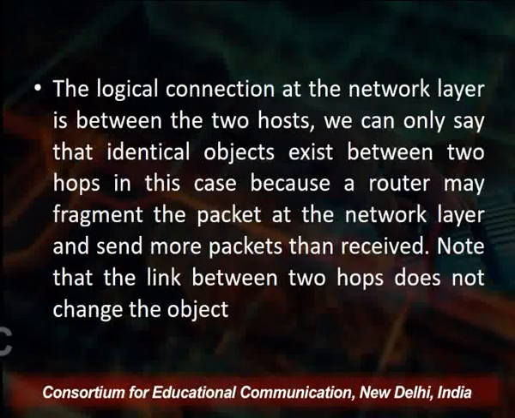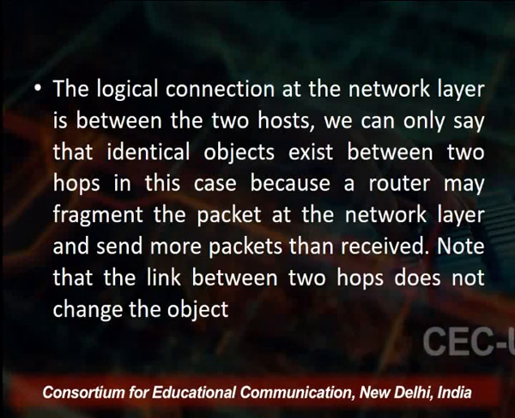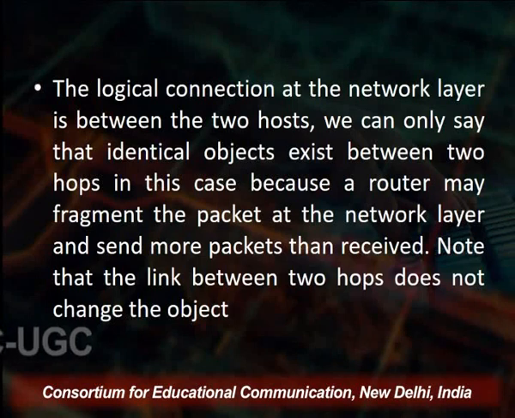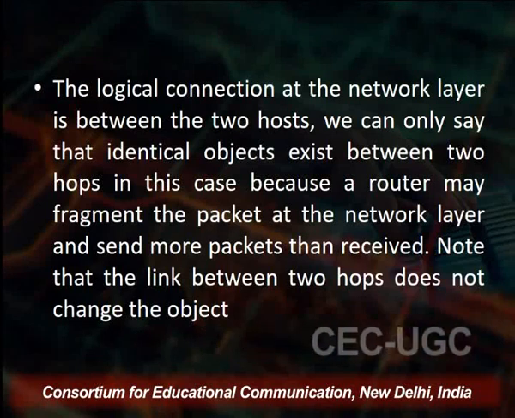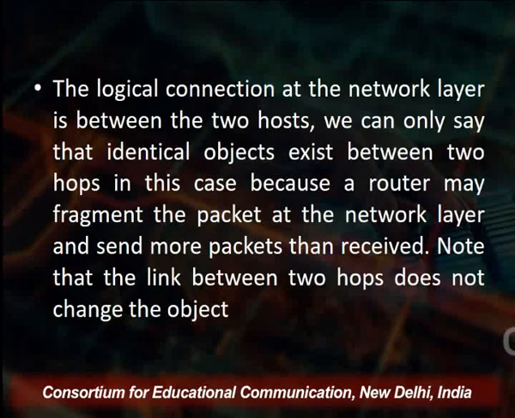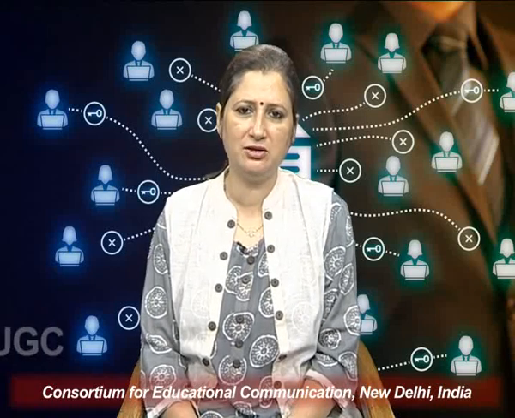The logical connection at the network layer is between the two hosts. So we can say that identical objects exist between the two hops in this case, because a router can fragment the packets at the network layer and send more packets than what it received. Therefore, the link between two hops does not change the object. Whenever there is a link between the two hops, the object will not change. But in case of a router, yes, the fragmentation can occur.